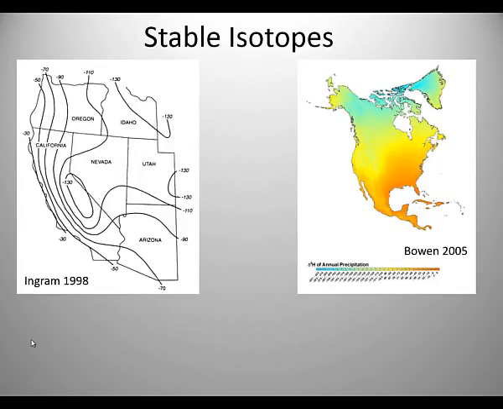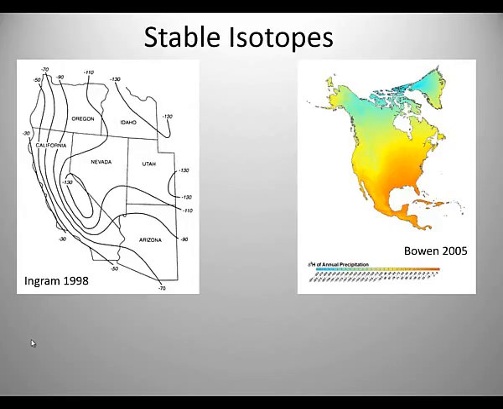So to get at these questions, we kind of took a page out of the bird migration book to use stable isotope analysis. So I'll just give you a brief primer. These are some maps of hydrogen isotopes in precipitation as it changes across the latitudes and longitudes of the continent.